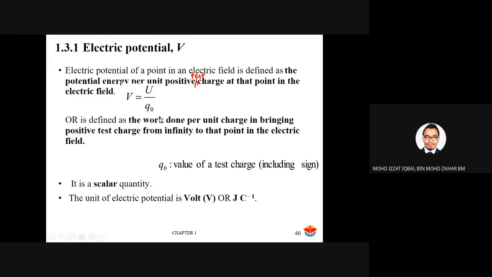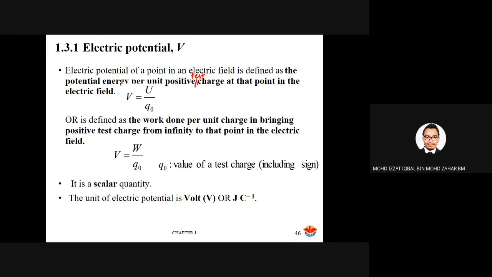Okay, so the work done per unit charge in bringing positive test charge from infinity to that point in electric field. Okay, so normally we'll be using this definition instead. So these two referring the same thing. One is U over Q naught, another one is W over Q naught. Okay, easier to memorize is the first one, obviously. It's pendek je. Easier to understand actually than the second one. So it's up to you guys lah, nak prefer yang mana. So I just want to explain the second one.